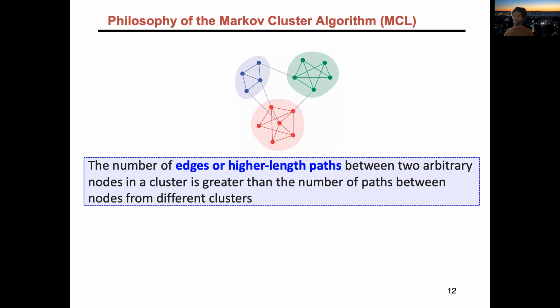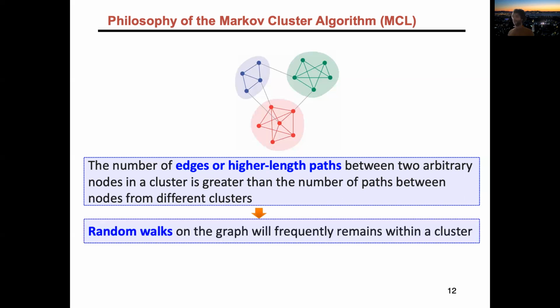Then just jump to a different cluster. But that's just based on pure probability. So how can I use that information to design an algorithm that's going to pop out the clusters? Well, I'm just going to start a random walk from every single vertex, all at the same time.